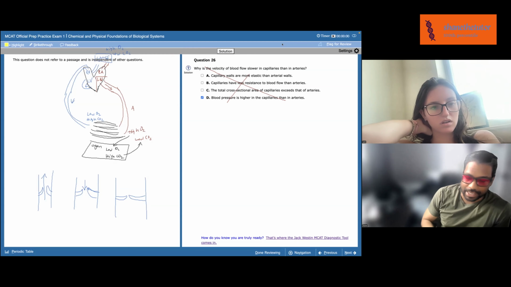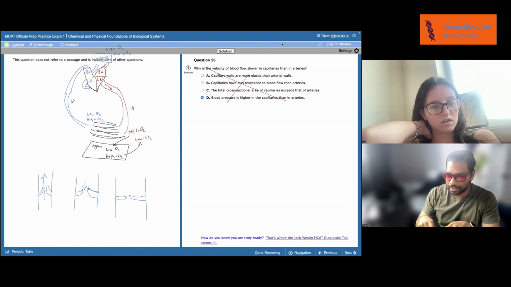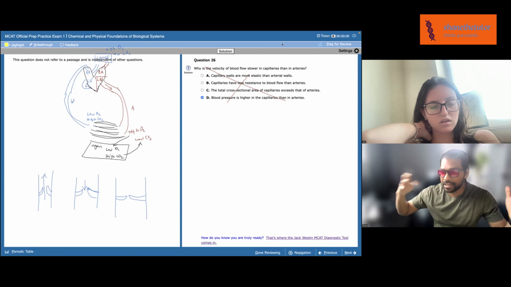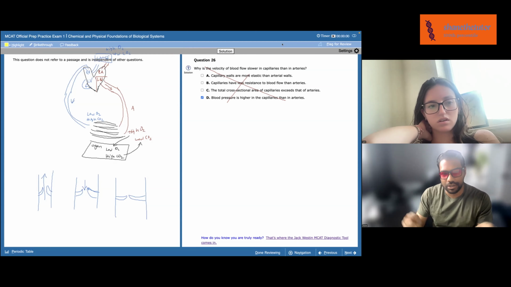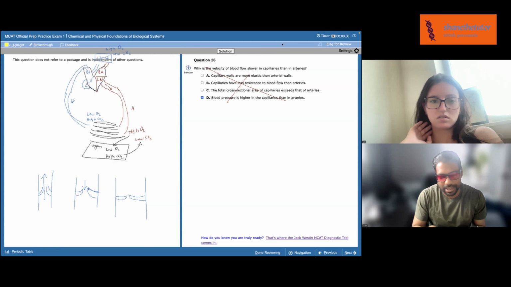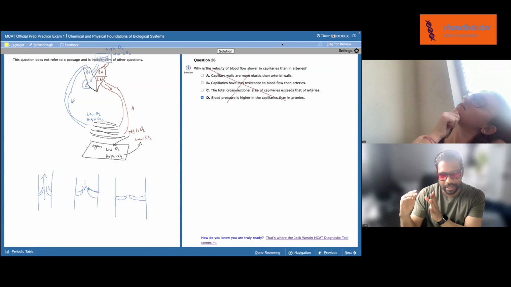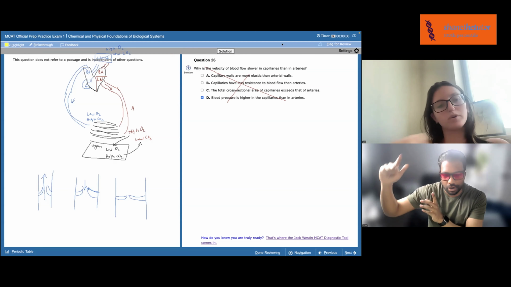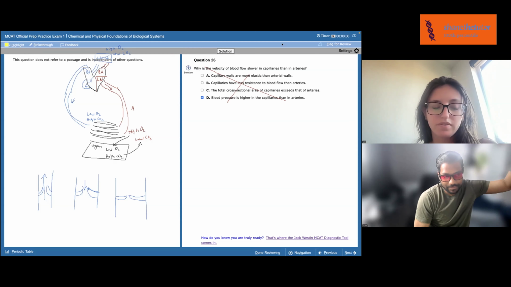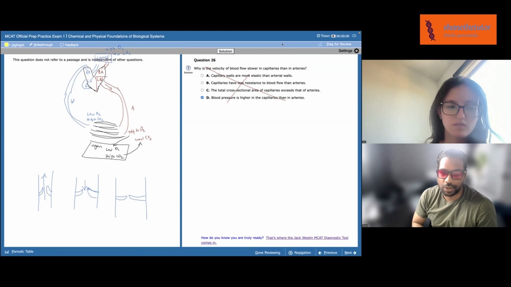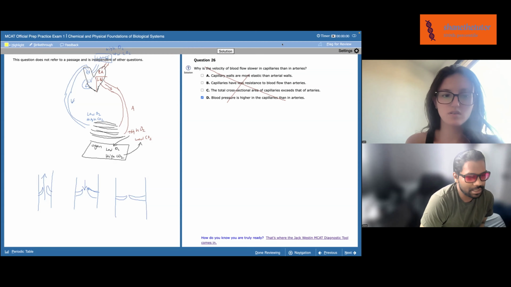And the capillaries are basically what connects the arteries to the veins. Technically there are also arterioles and venules. The arteries turn into arterioles, then capillaries, then venules, and then veins. So that's basically that.